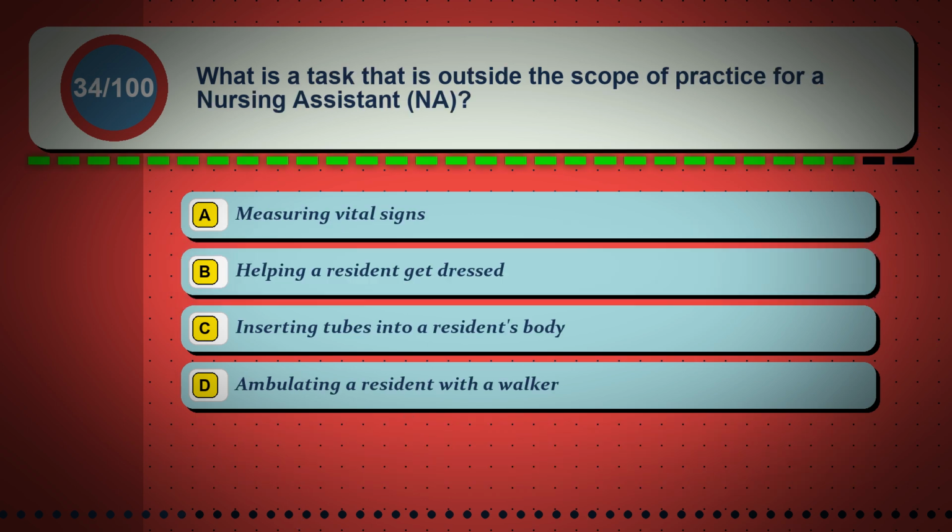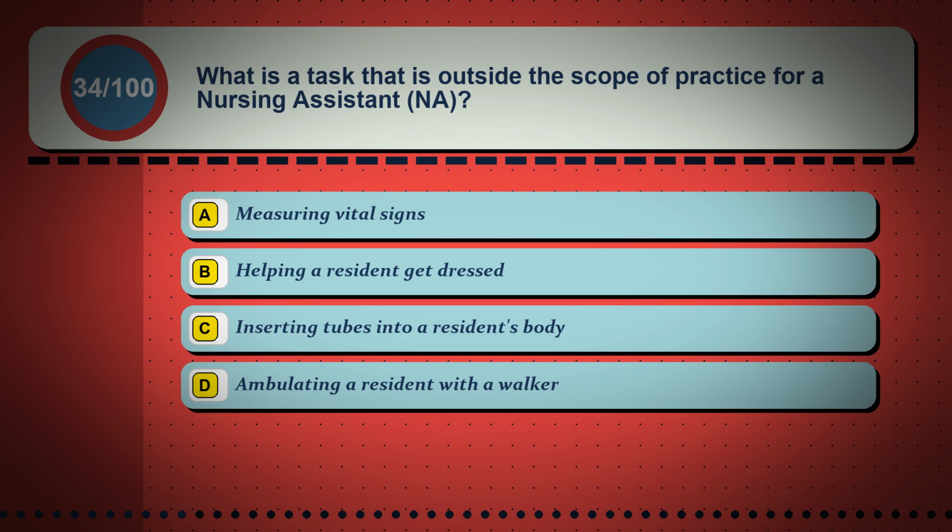Question 34. What is a task that is outside the scope of practice for a nursing assistant, NA? Option A. Measuring vital signs. Option B. Helping a resident get dressed. Option C. Inserting tubes into a resident's body. Option D. Ambulating a resident with a walker.